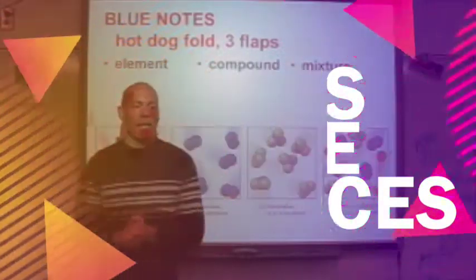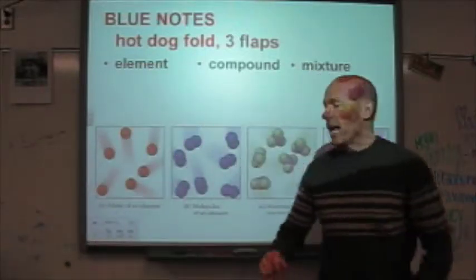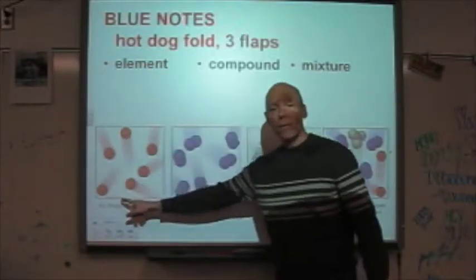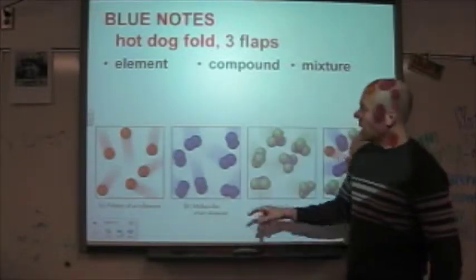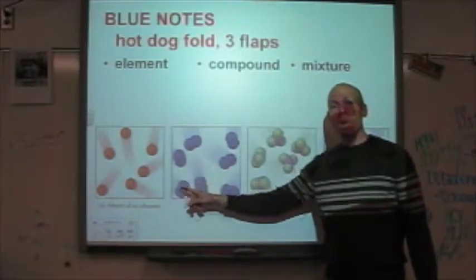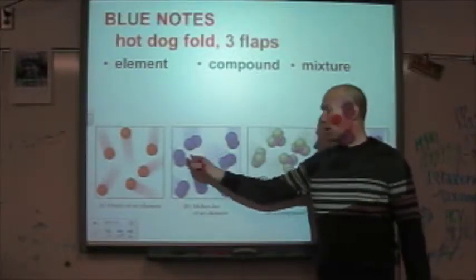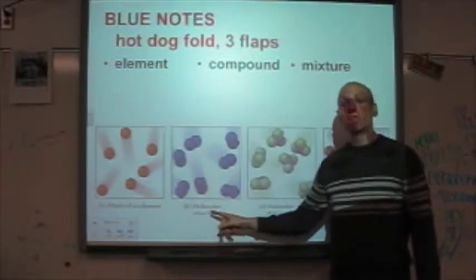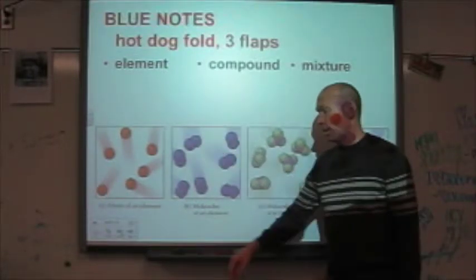Okay, we're going to talk about elements, compounds, and mixtures. So, something that's an element is made of all one type of atom. So these are atoms of an element. Sometimes elements like to hang out as molecules. A molecule is two atoms or more that are stuck together. So this would be molecules, still of an element though. Notice that they're the same color stuck together, meaning they're the same element.